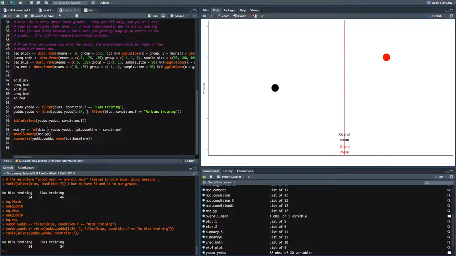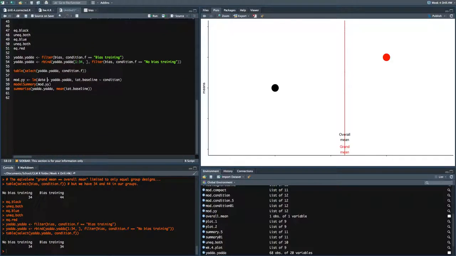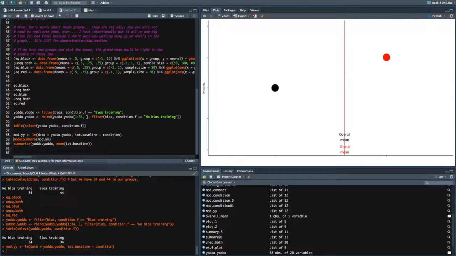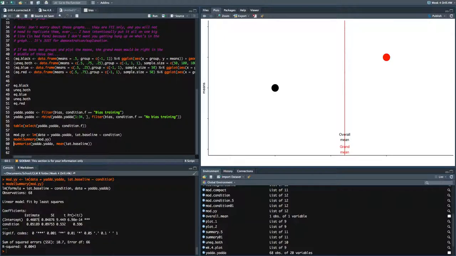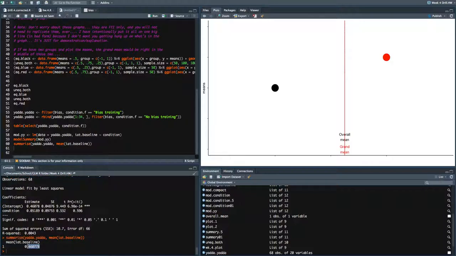And I'm going to run the same model that we did before, regressing baseline IAT on condition. And when I check the model summary of that, now it's telling me that my grand mean is 0.46078. And when I look at the overall mean of that IAT baseline score, you see that it gives us the exact same value. That now when the group sizes are perfectly equal, your grand mean and the overall mean are the exact same.